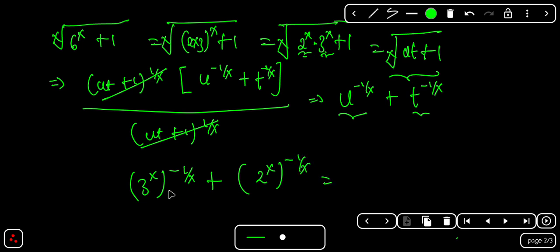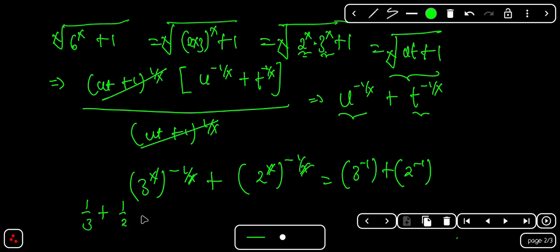Which is equal to, we cancel out x here, so we have 3 raised to the power of minus 1, plus, we cancel out x here also, 2 raised to the power of minus 1. So 3 raised to the power of minus 1 gives us 1 over 3, plus 2 raised to the power of minus 1 gives us 1 over 2. The LCM here is 6, so that will be 2 plus 3 over 6, which is equal to 5 over 6. So that is the LHS. The left hand side is simplified to 5 over 6. That is so beautiful. So let's solve this completely.